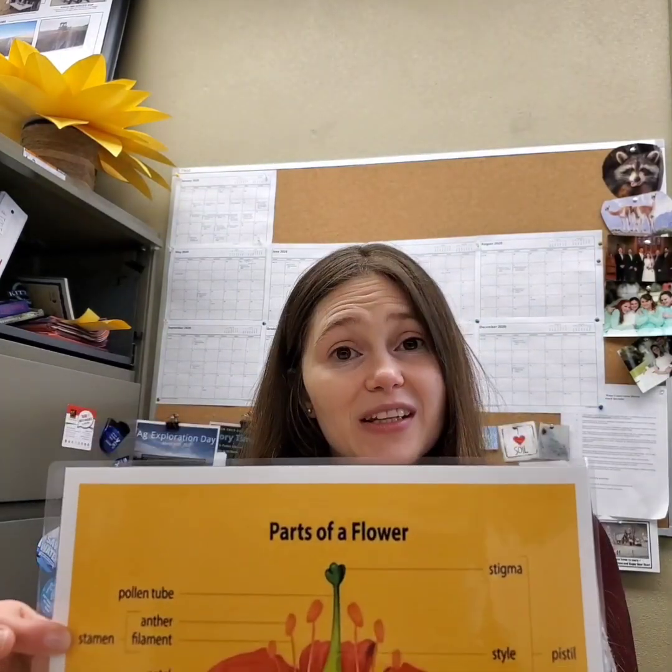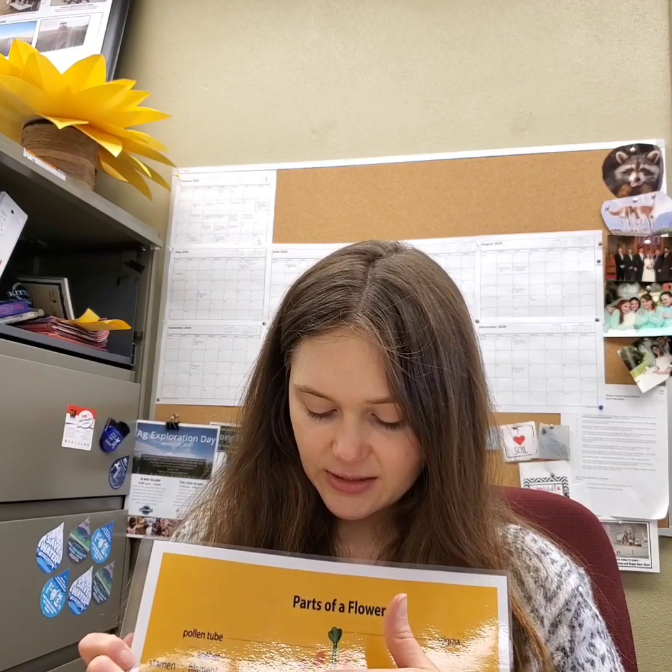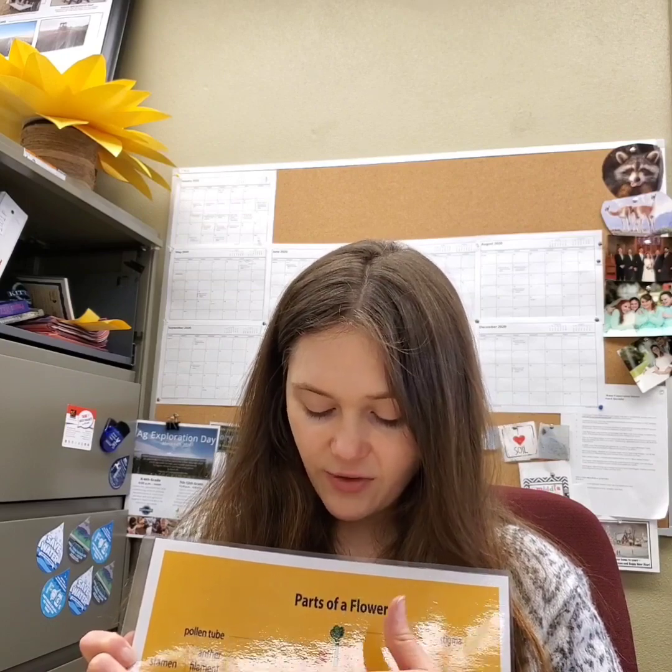So the stamen is the male reproductive structure of the plant. It's comprised of the filament and the anther. The anther produces pollen. The filament supports the anther.